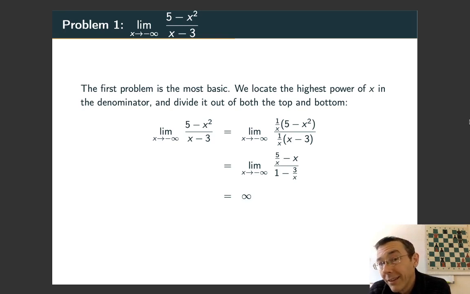I get the limit as x goes to negative infinity, 5 over x minus x, over 1 minus 3 over x. Both of those smaller fractions, 5 over x and 3 over x, are going to 0. So I'm just left with negative x over 1, or negative x. And as x goes to negative infinity, negative x goes to positive infinity. Negative times a negative is a positive. So this limit does not exist, and in particular it says that this function is going to positive infinity as x gets more and more negative.